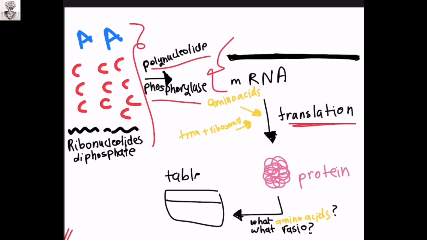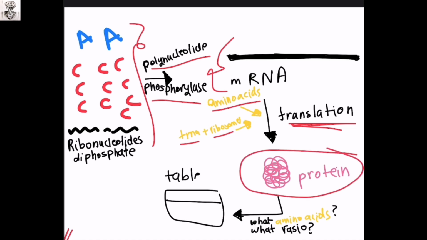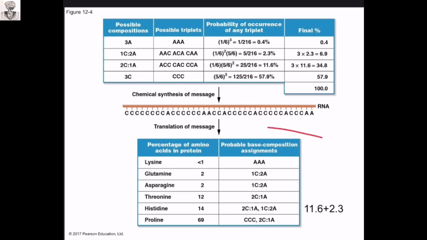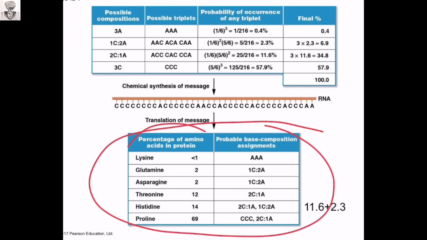Then they did a translation using amino acids that they put into the experiment, and tRNA and ribosomes. We had the protein, and then they somehow knew what amino acids compose the protein and in what ratio, and they made this table. Or to be more specific, this side of the table.